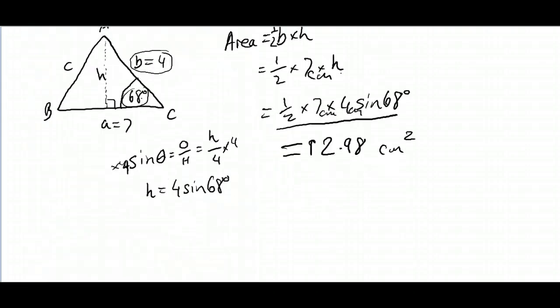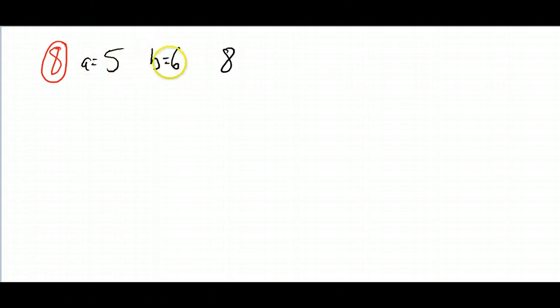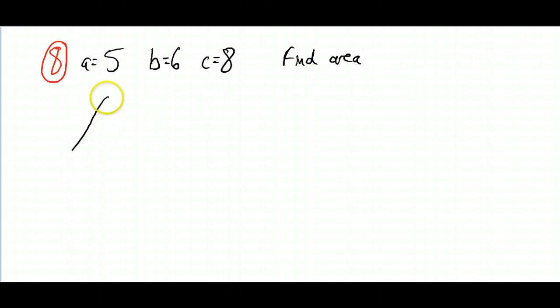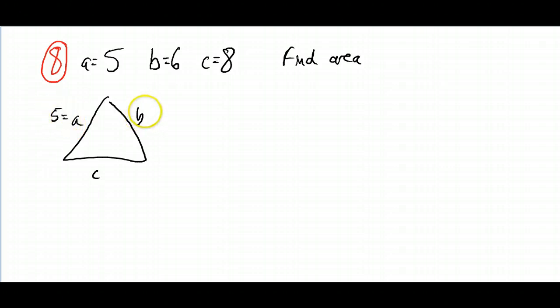Alright, let's work out the area of a triangle using Heron's formula. Okay, this is another question. Let's say we've got a triangle with side lengths 5, 6 and 8 centimeters. We can call that one A, this one can be B, and this one can be C. So let's say we've got that. Let's find the area of this triangle. So let's label it A, B and C. A is 5, B is 6 and C is 8.